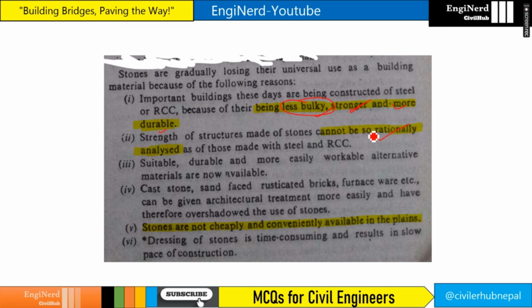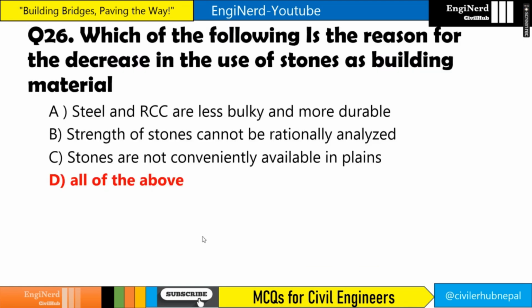And second is its strength cannot be rationally analyzed, right? The third one is cost. Stones are not cheap in plains, right? Because they are not conveniently available. They may be available in other places where they can be cheaper. So the answer is all of the above.